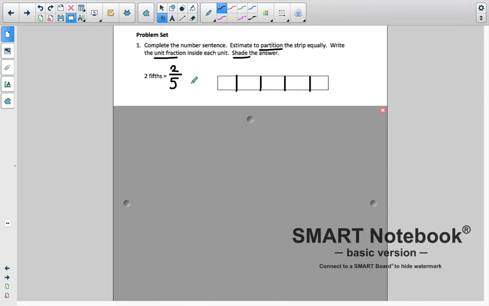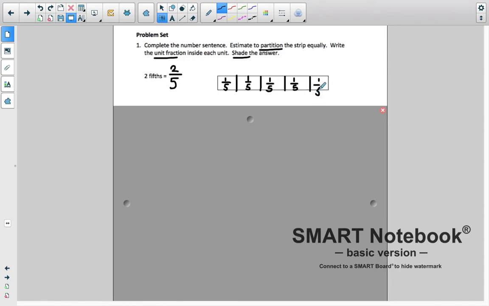Now let's write the unit fraction. So one of these pieces is going to equal what? It's going to equal 1/5. So I'm going to write 1/5 in each piece. 1/5. All right, I did the unit fraction.